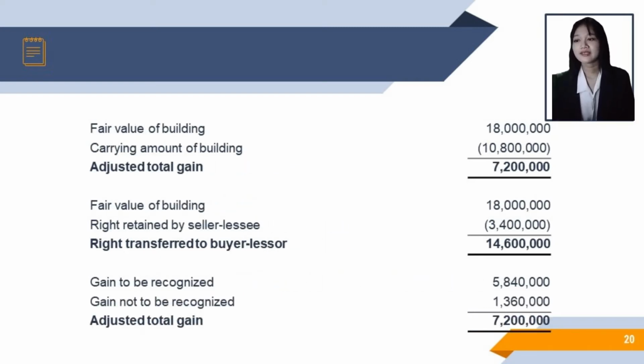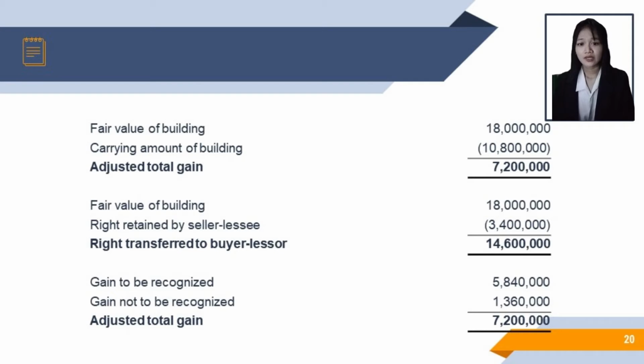So in this slide naman, this is the same procedure in slide 12. So, ang ating fair value of building is 18 million with a carrying amount of 10.8 million. So, ilalas lang natin siya to get the total gain of 7.2 million. Next naman is ito, gain that pertains to the right transfer to buyer lessor is recognized and computed as fair value of asset minus the lease liability. So, 18 million less the 3.4 million, makuha natin yung ating right transfer to buyer lessor na 14.6 million.